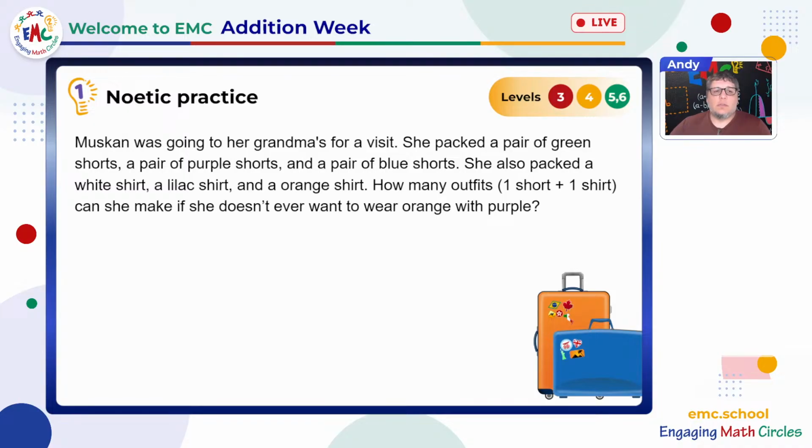Muskan was going to her grandma's for a visit. She packed a pair of green shorts, a pair of purple shorts, and a pair of blue shorts. She also packed a white shirt, lilac shirt, and orange shirt. How many outfits can she make using one short and one shirt, if she doesn't ever want to wear orange with purple?